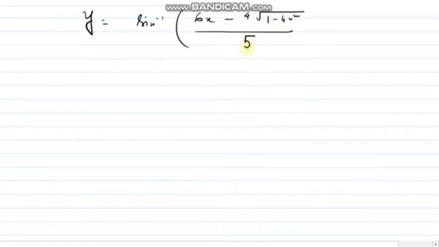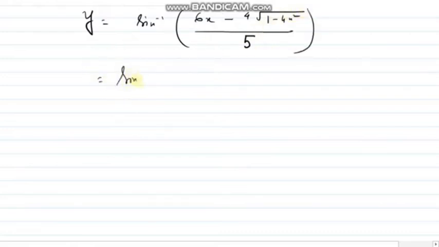Hello everyone. As I promised in the last video, again we are going to discuss some differentiation of inverse trigonometric functions. Suppose y equals sine inverse of (6x minus 4 times root over of 1 minus 4x square) divided by 5. As I said, first we have to concentrate on simplification of this. We have to find dy/dx.